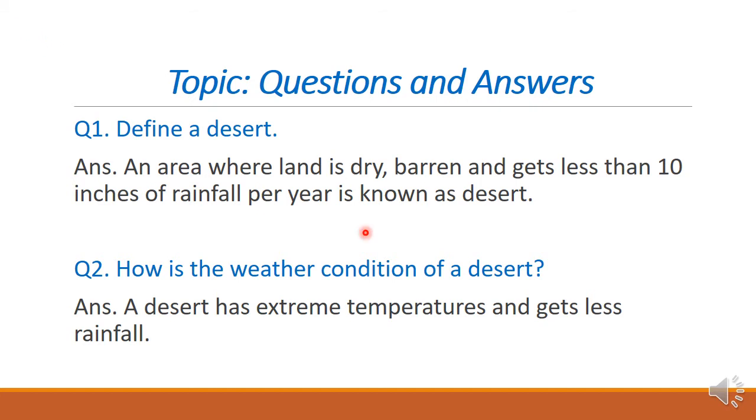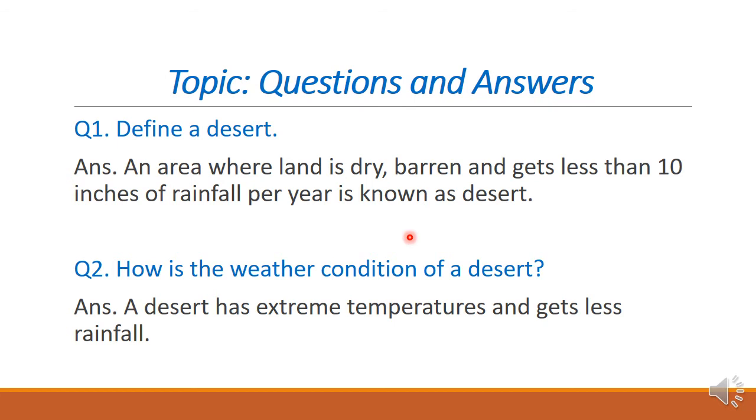Alright. So the first one is: define a desert. Now what actually is a desert? An area where the land is dry, barren, and gets less than 10 inches of rainfall per year is known as a desert. I told you all that an area where the land is totally dry and barren, meaning you cannot grow any kind of crops, and which gets less than 10 inches of rainfall, is known as a desert.